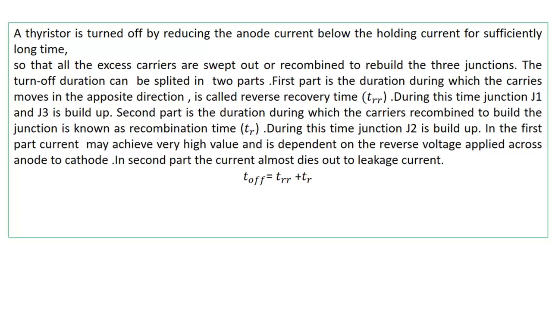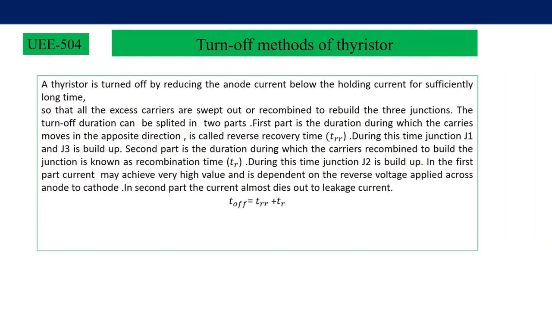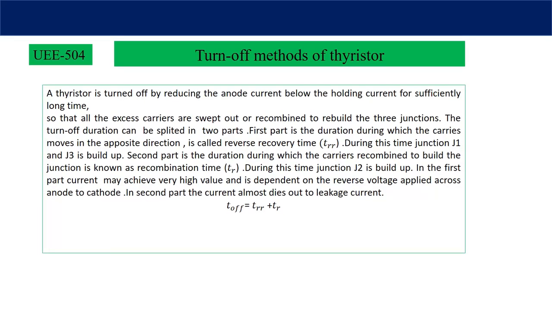During this recombination process, a very small amount of current, or you can say leakage current, flows through the circuit, and this current we can neglect, and all the carriers are swept away to rebuild the three junctions. So when all the three junctions are built up, then again we can turn on the thyristor in the positive half cycle. Let's see the simulated waveform of this process.